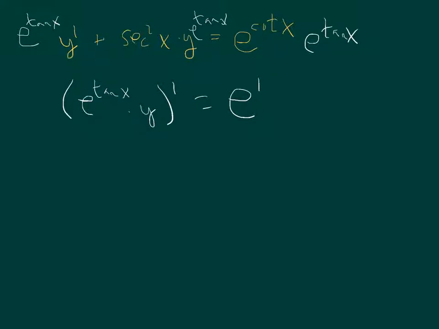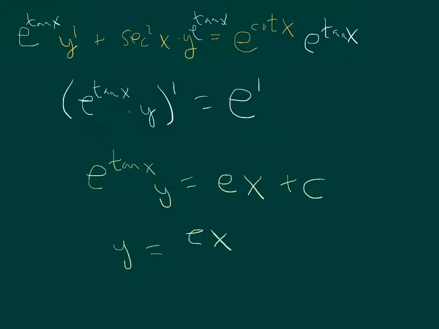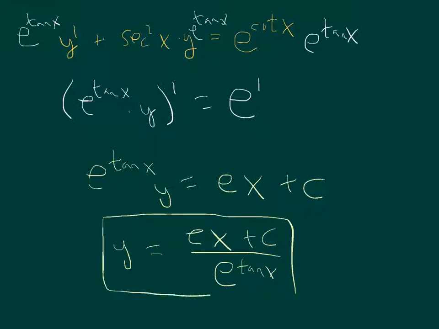So how did I choose e to the tan of x? Well, I knew that this secant squared came from the derivative of this exponent here on e to the tan of x. And if we anti-differentiate both sides, we get e to the tan of x times y is equal to ex plus c. And if we divide both sides by e to the tan of x, I get y is equal to ex plus c over e to the tan of x. So this is the solution to this differential equation.